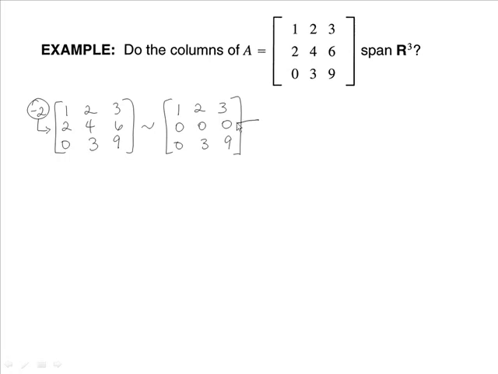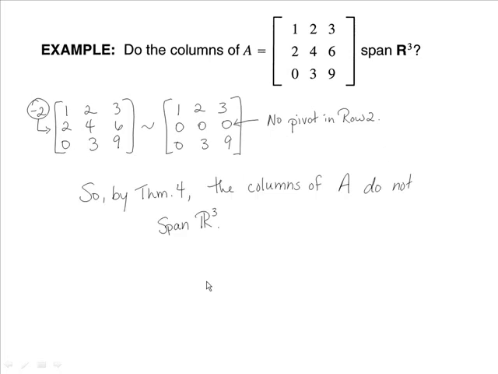So what we see then is that we don't have a pivot here. There is no pivot in row 2. So then, by Theorem 4 again, we know that the columns of A do not span R3. So using Theorem 4, if one of them is true, then they're all true. If one of them is false, then they're all false.